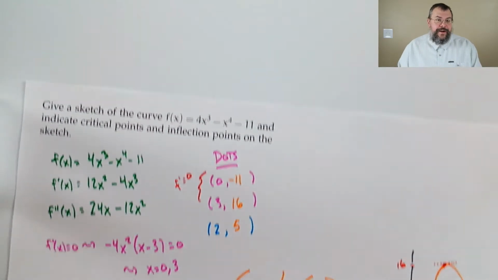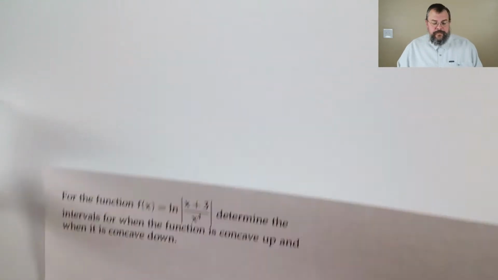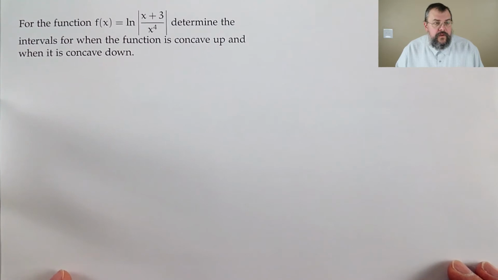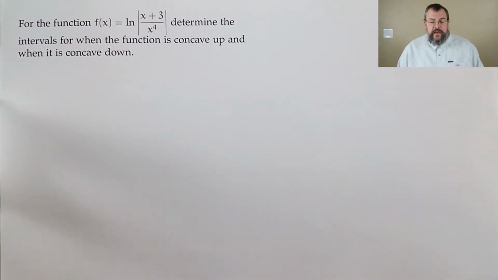Good. All right, well, let's try another problem. So, for the function f of x equals log of absolute value of (x plus 3) over x to the fourth, determine the intervals for when the function is concave up and when it is concave down.